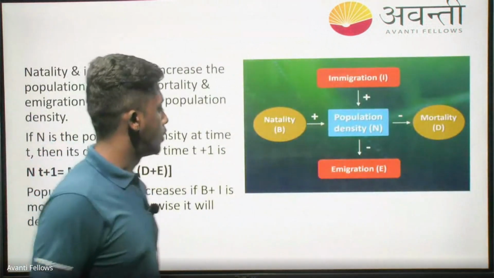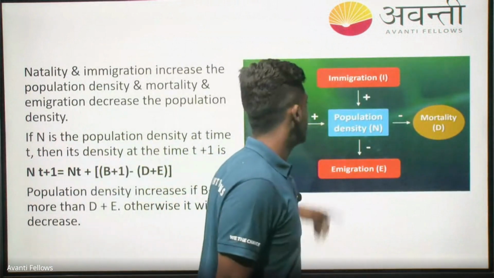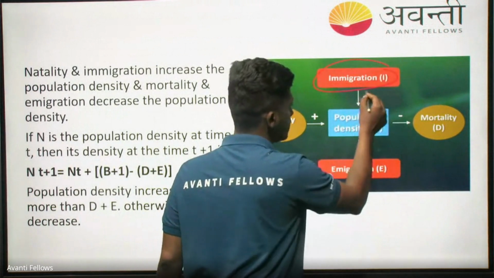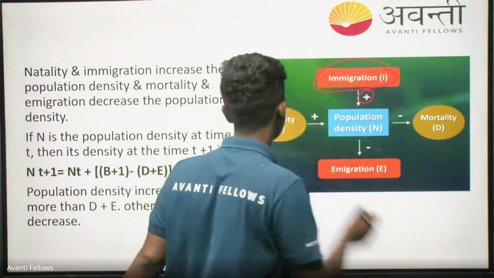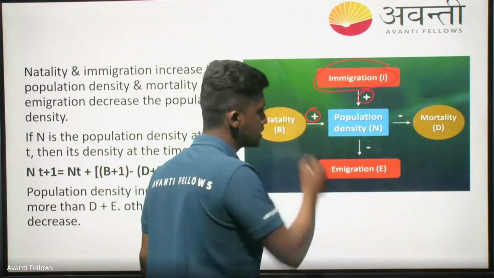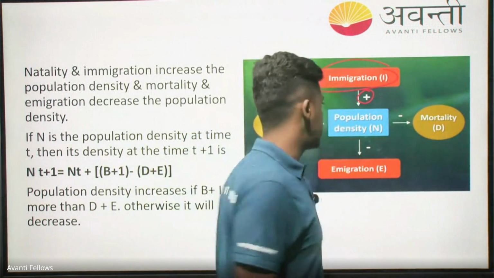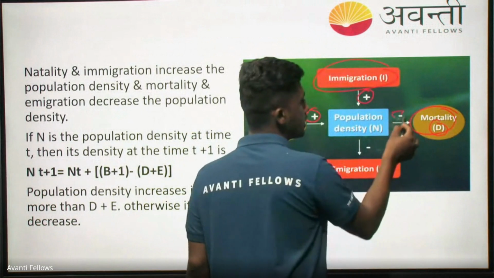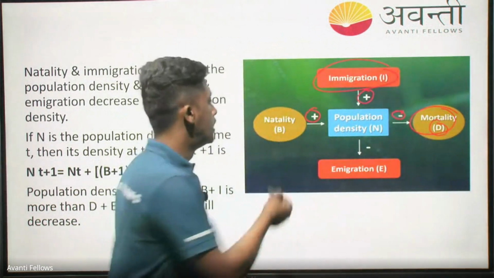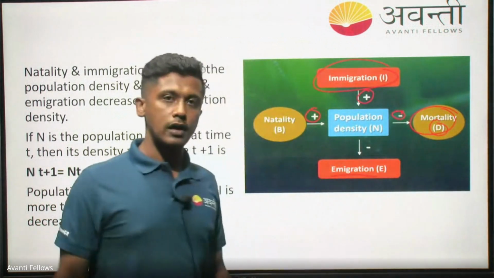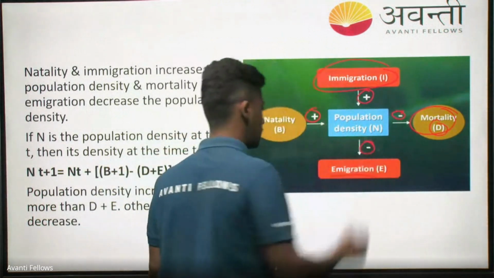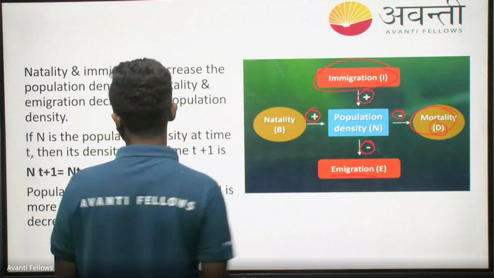Now you can see the representation. In immigration, the population density increases. In natality, the births increase, which leads to an increase in population density. Mortality, the deaths increase, which leads to a decrease in population density. Similarly, emigration, people leaving your hometown, leads to a decrease in population density.